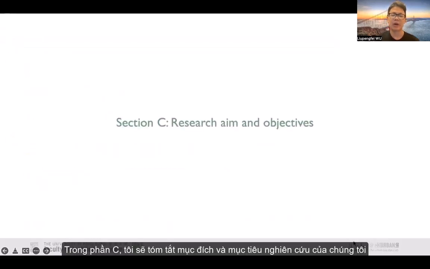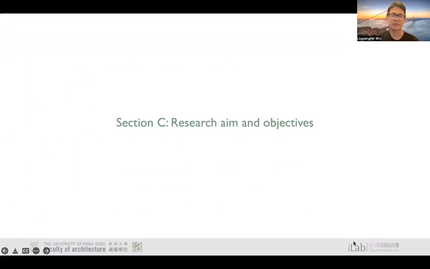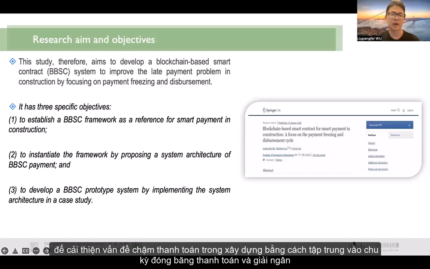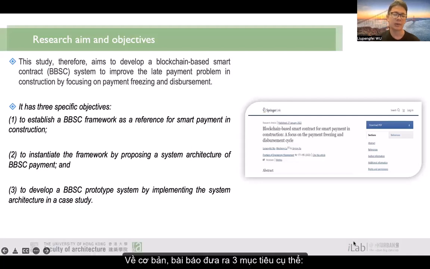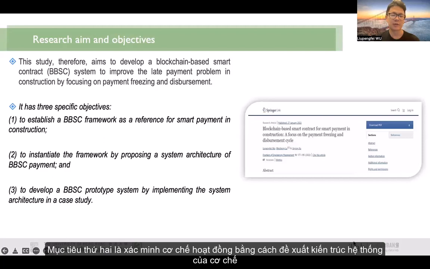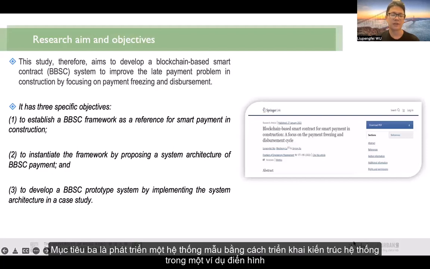In section C, I will outline our research aim and objectives. In our proposed published journal article, we aim to develop a blockchain-based smart contract system to improve the late payment problem in construction by focusing on the payment freezing and disbursement circuit. We have three specific objectives. The first is to establish a BBSC framework as a reference for smart payment in construction. Objective 2 is to validate the framework by proposing a system architecture of the framework. Objective 3 is to develop the prototype system by implementing the system architecture in a case study.